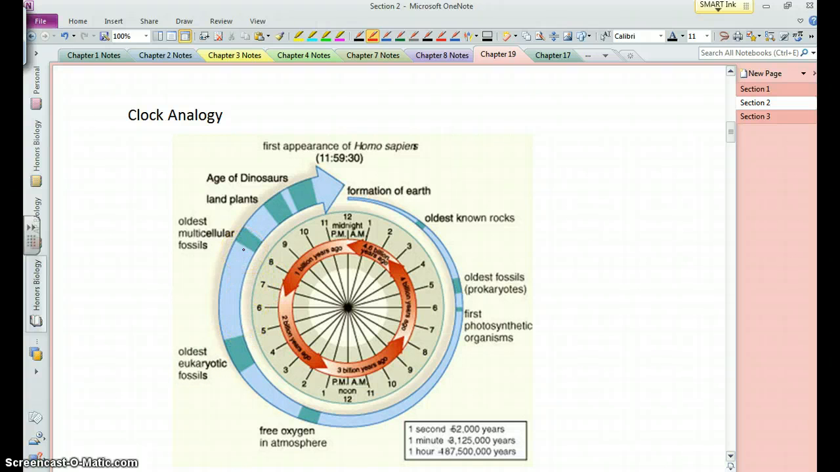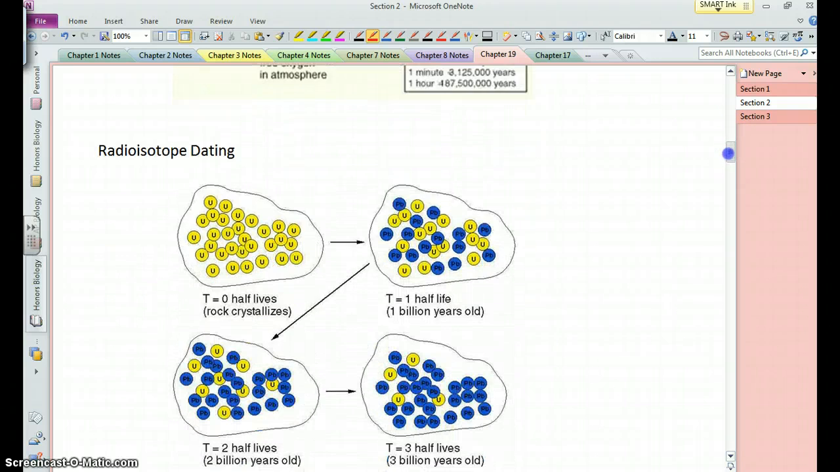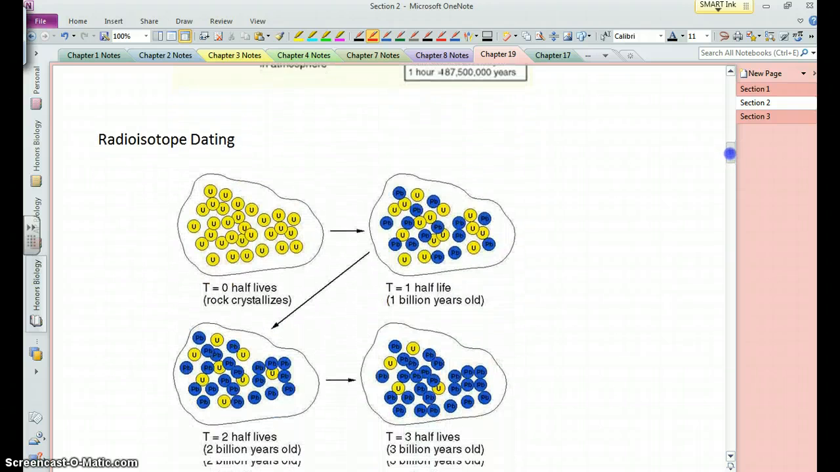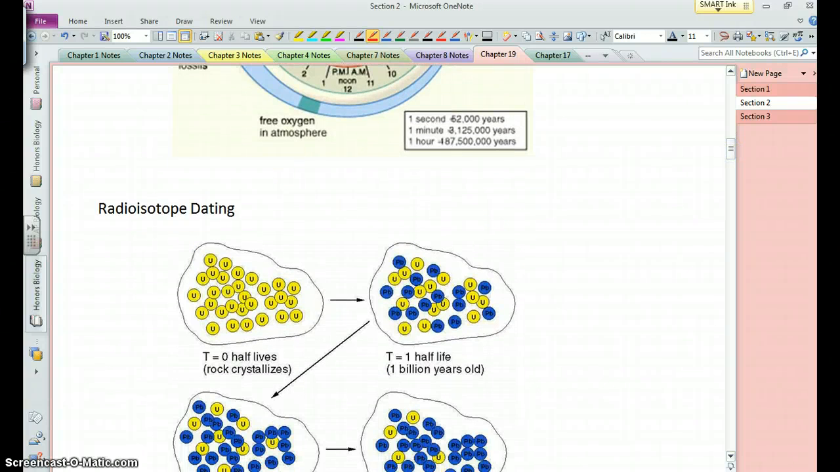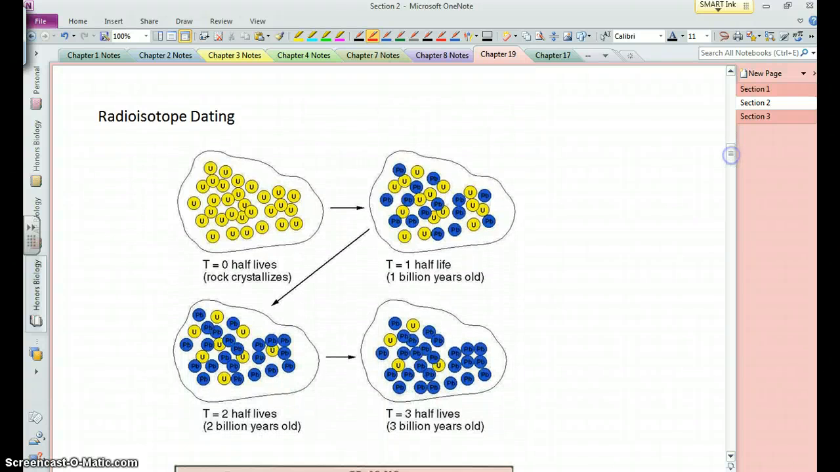Then the first multicellular animals, multicellular organisms. Then we get the developments of animals, and then plants, dinosaurs, and then finally people much more recently. We'll talk about this more now. With these fossils, how do we figure out how old rocks are and how old the fossils are inside them?